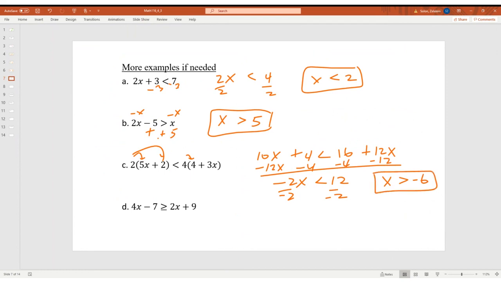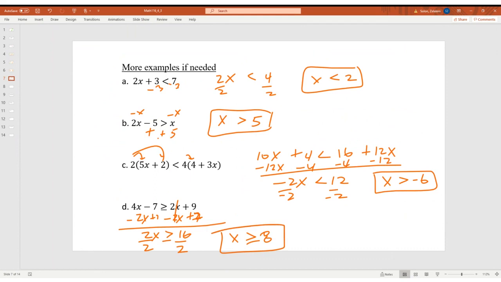For this one, I have to move this 2x to the left. I have to add 7. I'm doing 2 steps at the same time. So this one would be 2x greater than, this would be 8, 7, that's 16. Divide by 2. I'm dividing by positive. Please do not change the inequality if you are dividing by positive. So it will be x greater than or equal to 8. Okay, so those are the solutions.